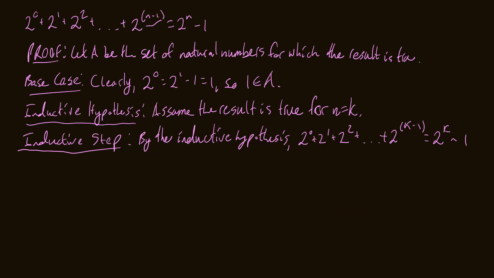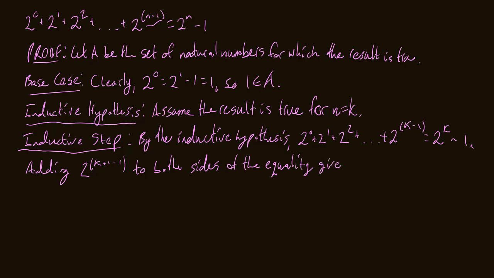So by the inductive hypothesis, we have that this is true, right? Adding 2 to the k plus 1 minus 1, and I'm writing plus 1 minus 1 just for emphasis, instead of just 2 to the k, to both sides of the equality.